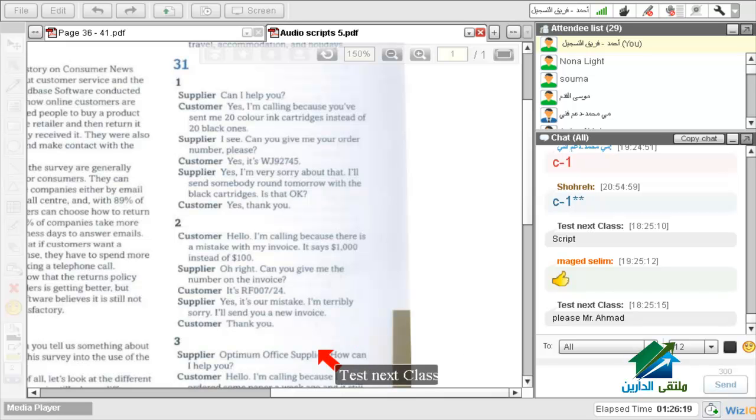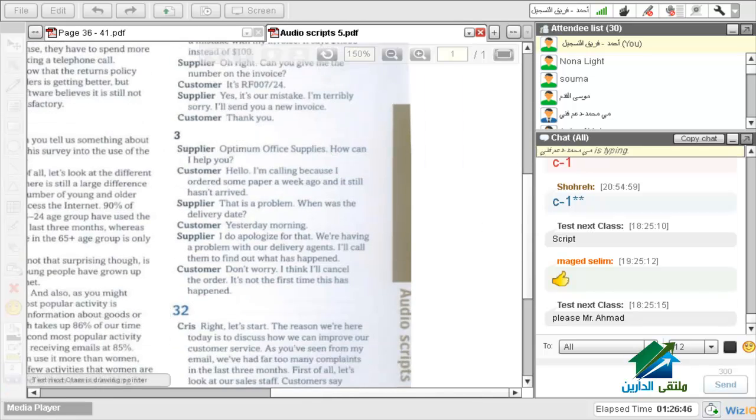Hello. I'm calling because there is a mistake with my invoice. It says $1,000 instead of 100. All right. Can you give me the number on the invoice? It's RF007/24. Yes, it's our mistake. I'm terribly sorry. I'll send you a new invoice. Thank you.